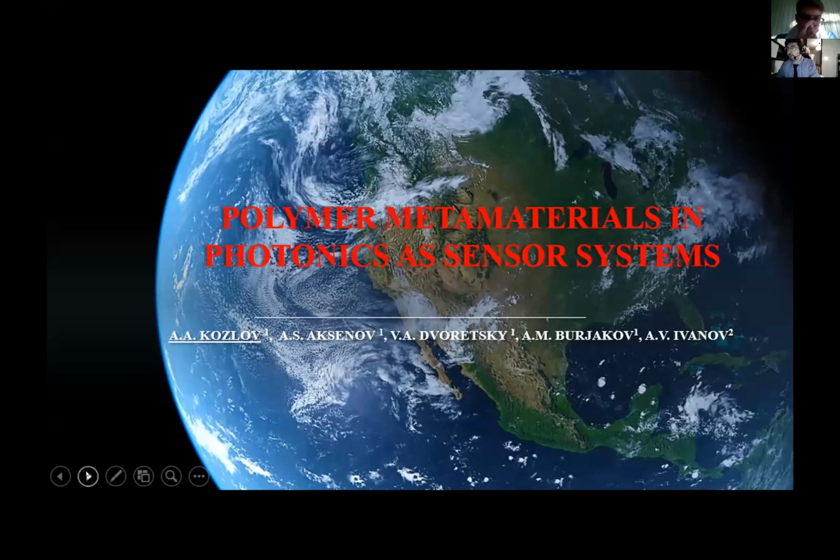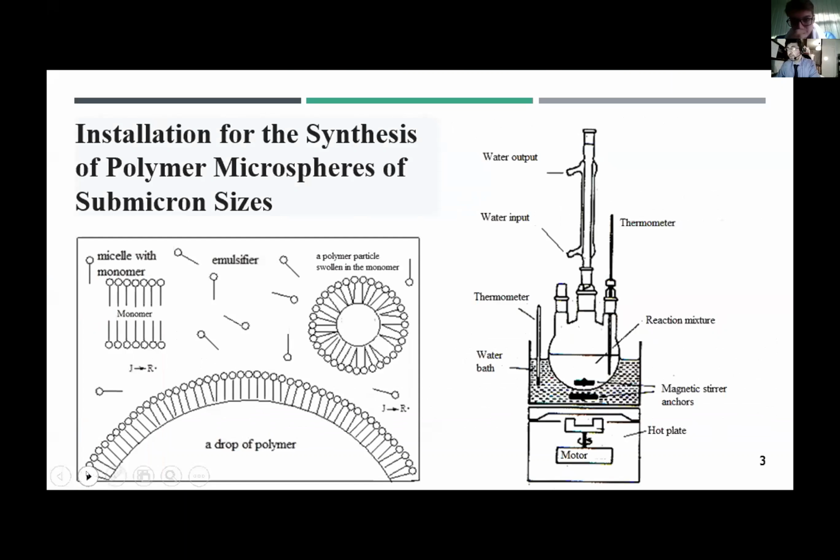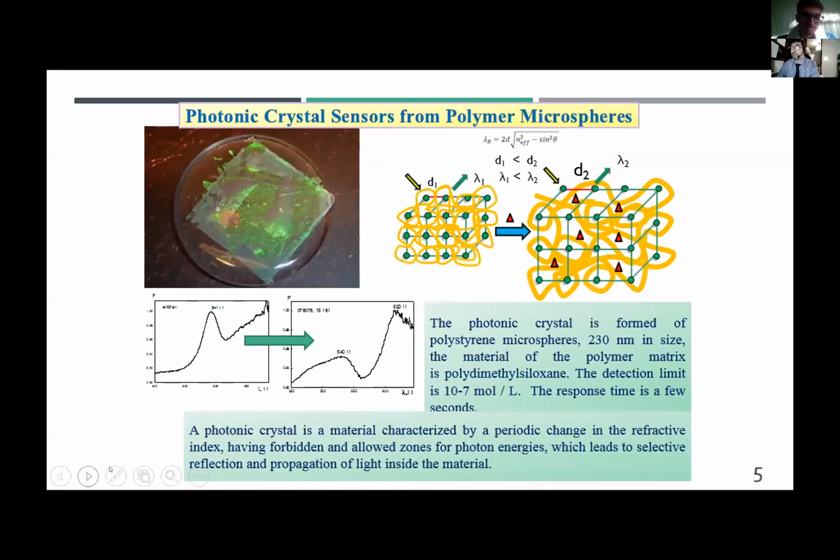So, polymer metamaterials. I'll continue. The ordered structure of the microspheres was formed during the self-organization of polystyrene particles from the suspension under the action of a pressure gradient caused by the convection in Rayleigh-Bénard processes.